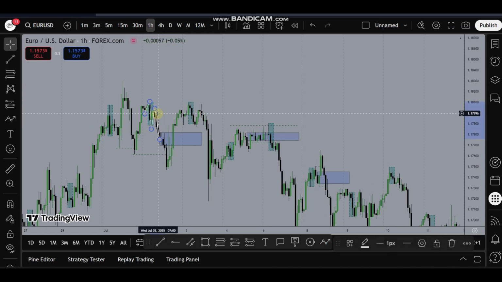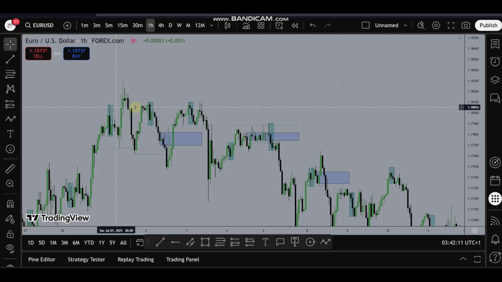You can see price didn't respect this guy too. Now the price used a rejection block to sell. The rejection block is the area marked by the wicks. This colored area I put is my Asian range. I've used an indicator to mark my Asian range to make it easier for me to know.